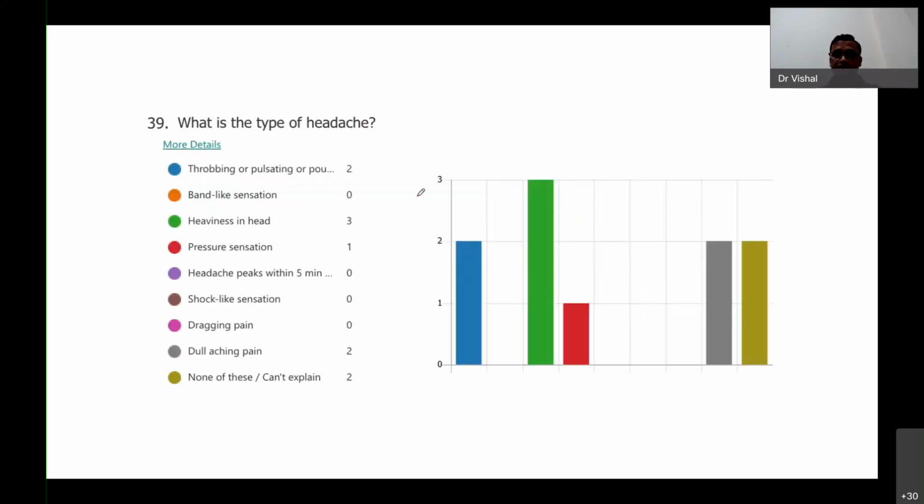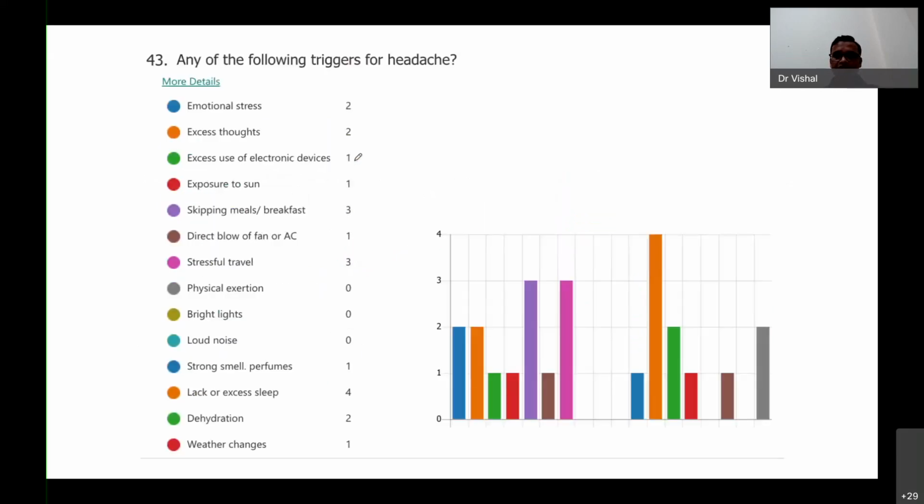So it was either in the form of heaviness in the head or throbbing headaches, or it was dull aching pain, or they couldn't explain, or it could be throbbing or pulsating variety of pain. And the triggers were typically like migraine triggers. The most common was lack of sleep.